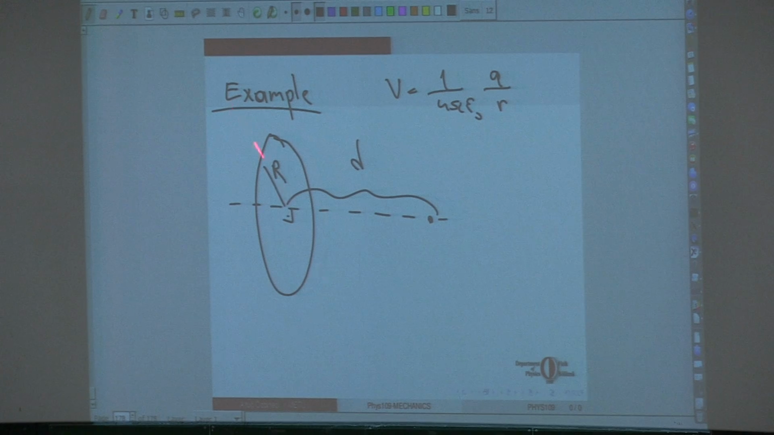But we can always divide it, because we know that the potential is additive. The potential created by a charge distribution is nothing but the sum of the potentials created by parts of this charge distribution. So I just divide my system into very small parts.